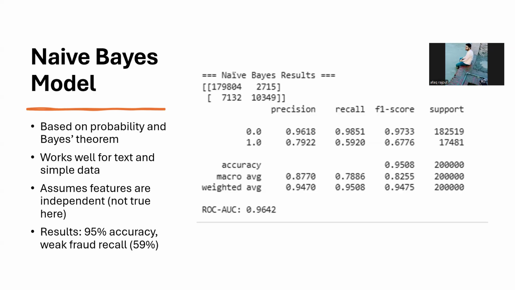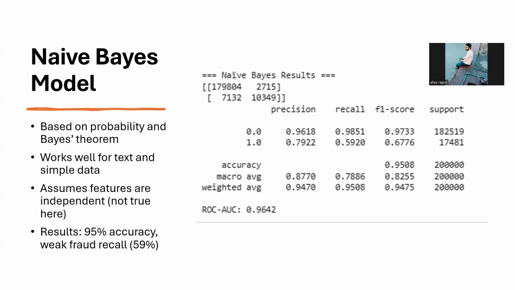This model is based on probability and Bayes theorem. It works well for simple data and is very fast, but it assumes that features are independent from each other. In our dataset, this is not true. Many features are related. Because of this, Naive Bayes did not perform as well as the tree models.